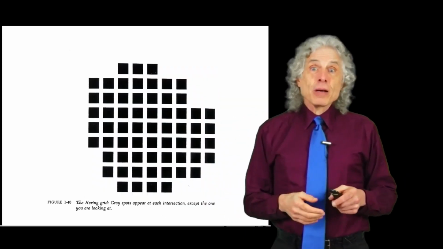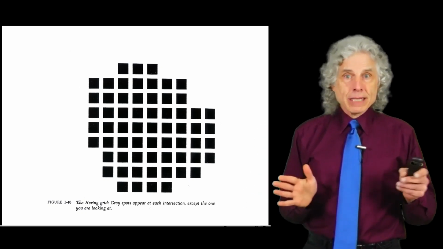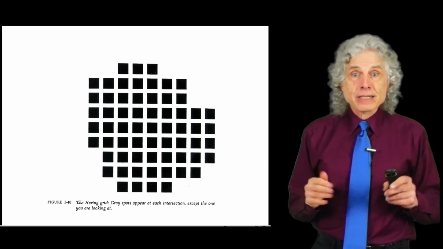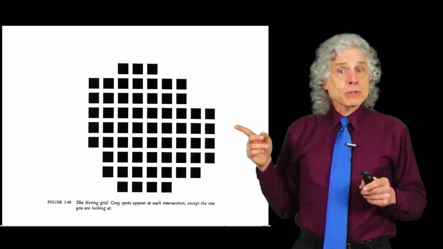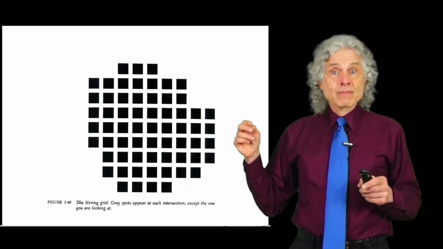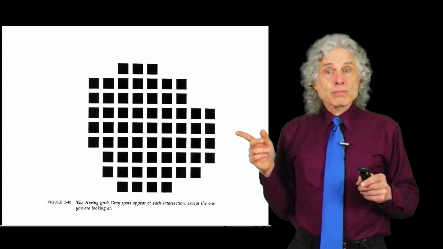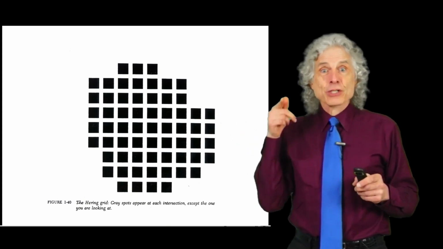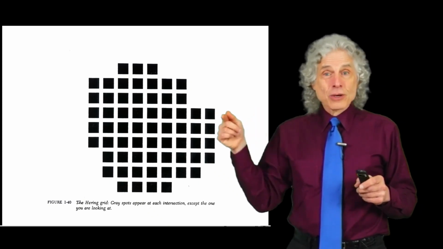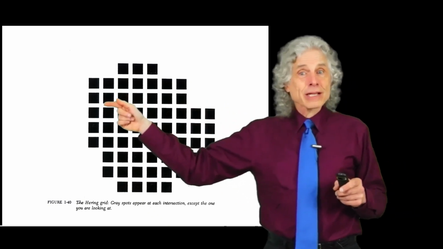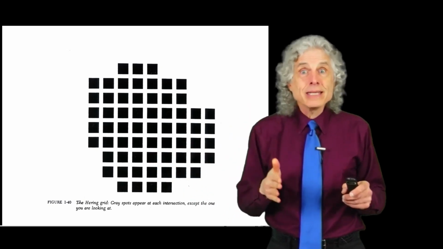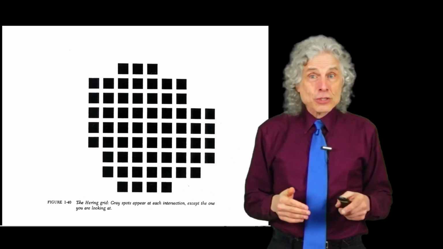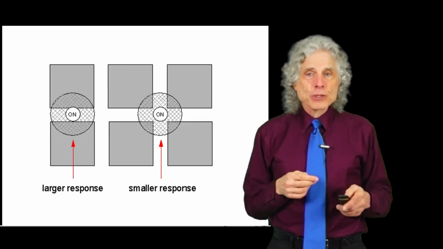It can also explain a phenomenon called the Herring grid, named after a psychologist named Herring. It has nothing to do with the fish. But in this checkerboard, you probably see some ghostly gray squares at the intersections. You should, by the way, see them everywhere but the intersection you're actually looking at. So as your eye darts around the diagram, you should see ghostly gray squares everywhere but where you're looking. In the discussion section, I'm going to ask you to explain why that should be true.